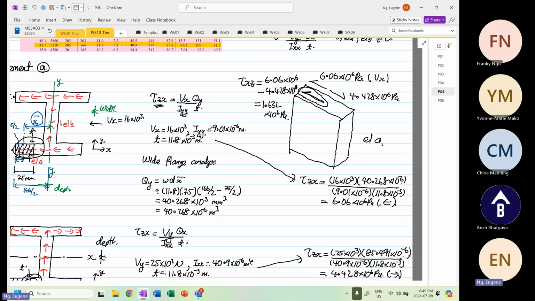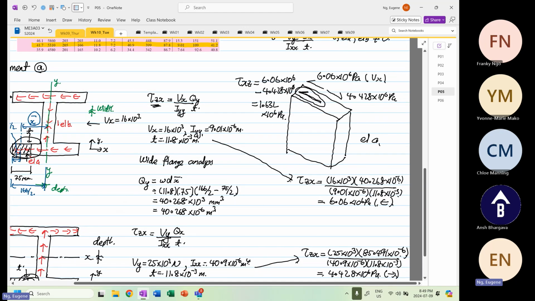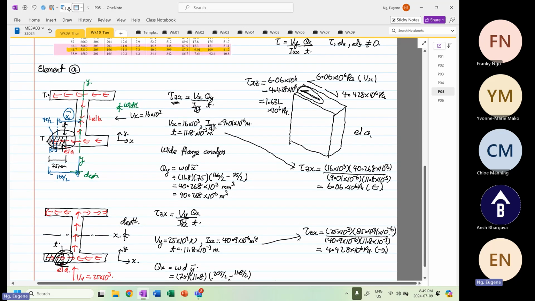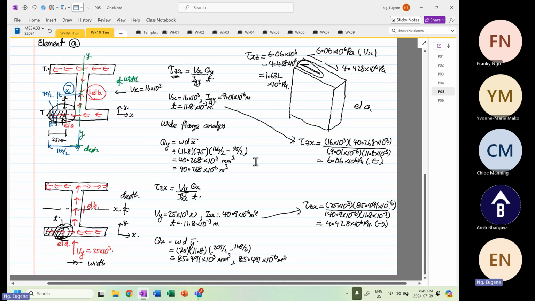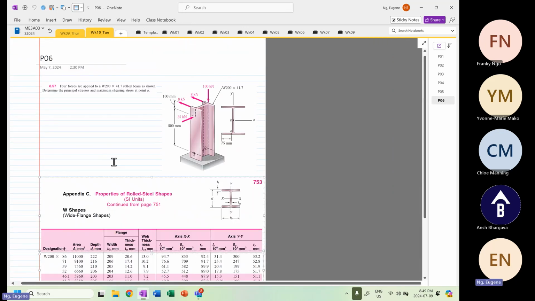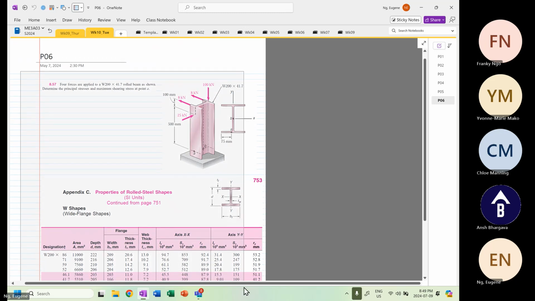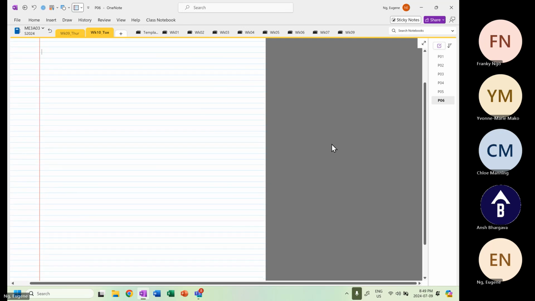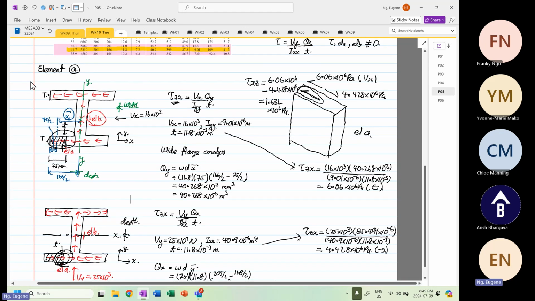Now element B is not that difficult. If we look at element B, we don't need to do so much calculation. For this case, it's equal to 0. So now I'm going to do element B. Let me get rid of this. I'm going to copy this diagram over here.